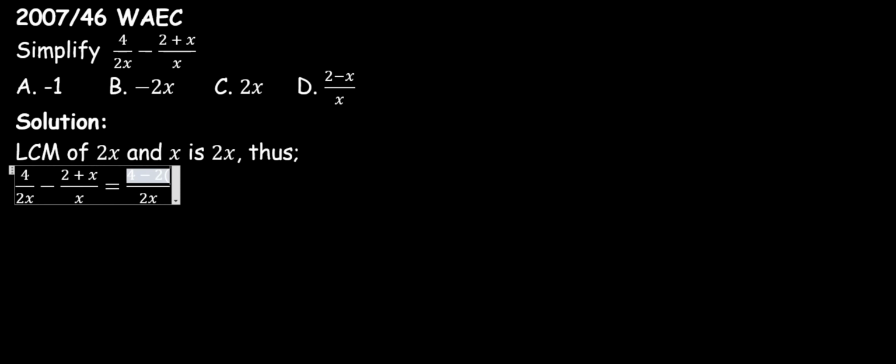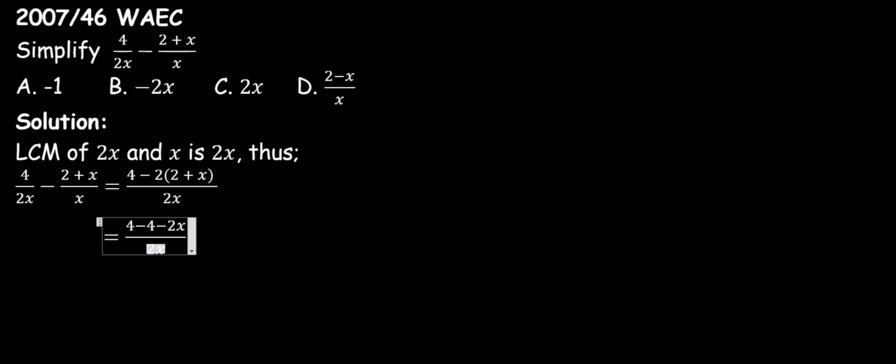1 times 4, so you write the 4 there. Minus, x divides 2x, you will be left with 2. 2 times the item at the numerator there, which is 2 plus x. I will use brackets to enclose it. And then we simplify further: when you open up the bracket, you'll be left with 4 minus 4 minus 2x, because the minus 2 will multiply the items in the bracket, and that's the result. Divided by 2x. Simplifying, you'll be left with minus 2x divided by 2x. And that will give us minus 1.